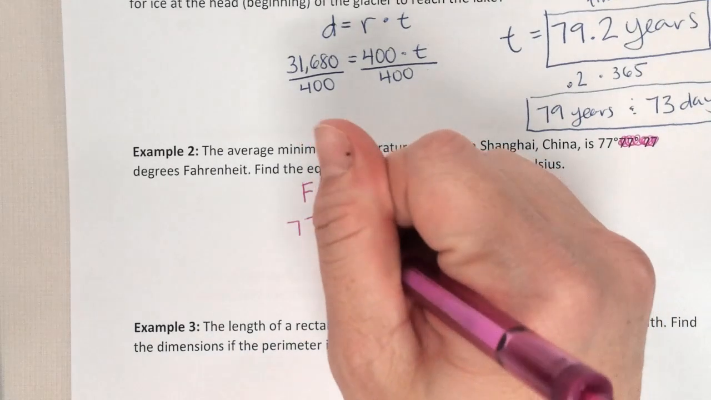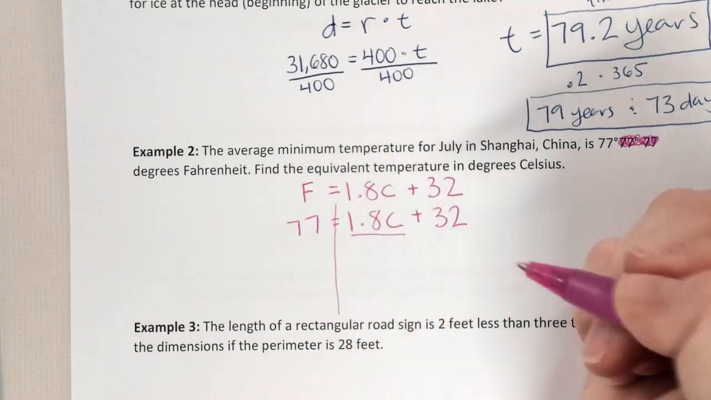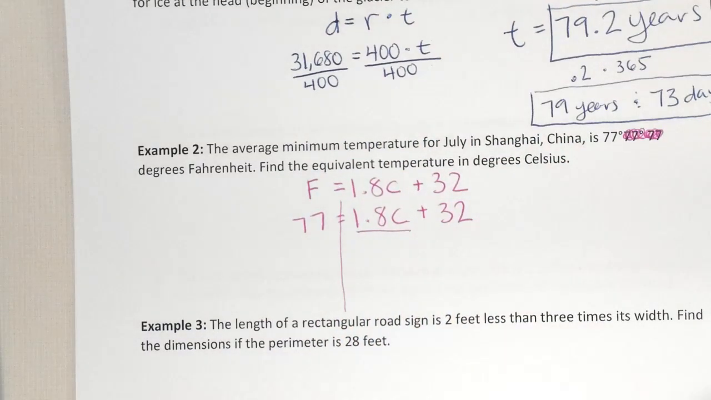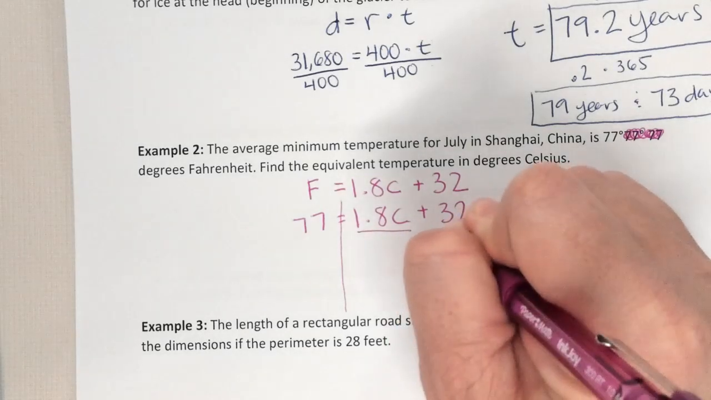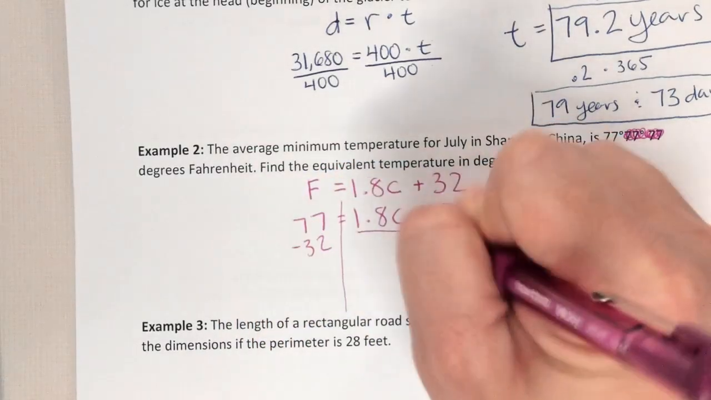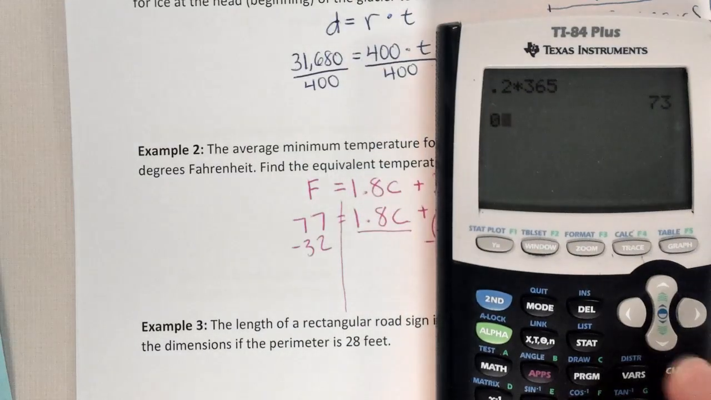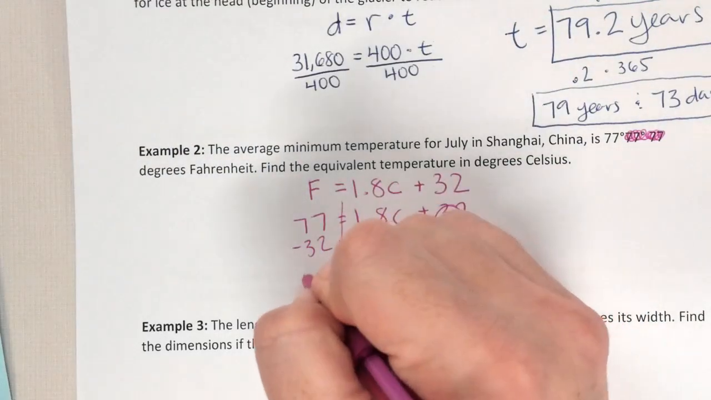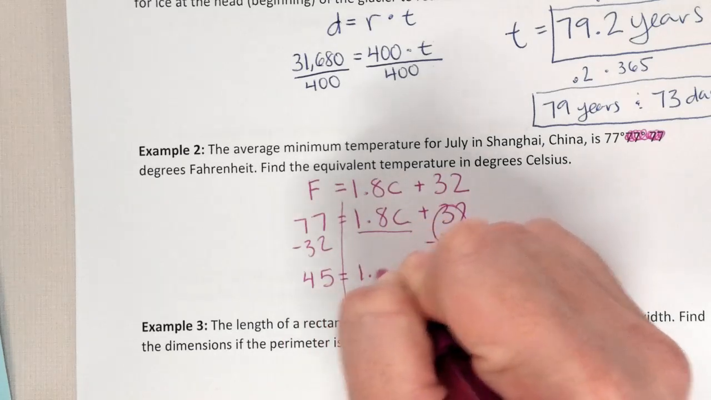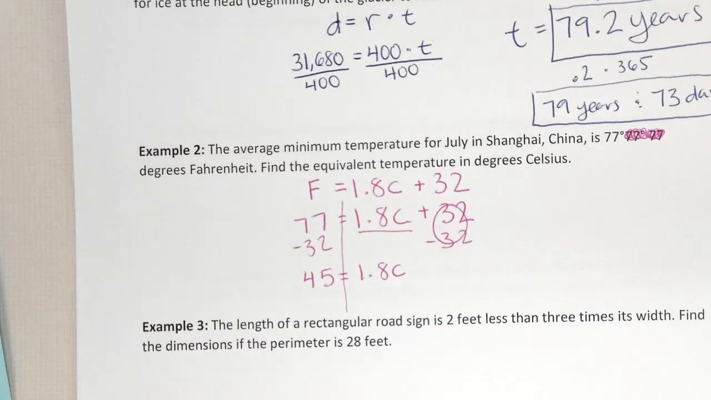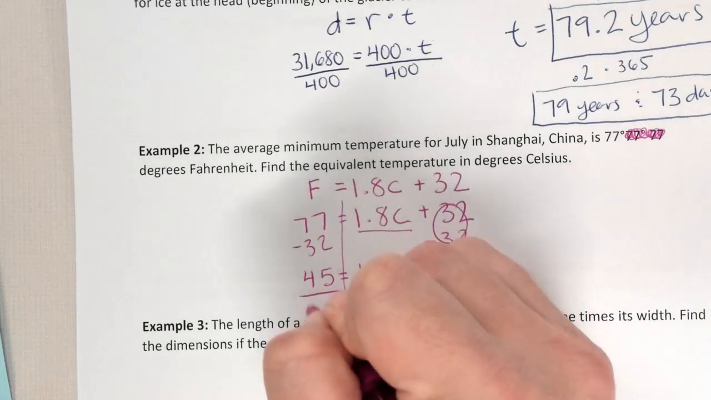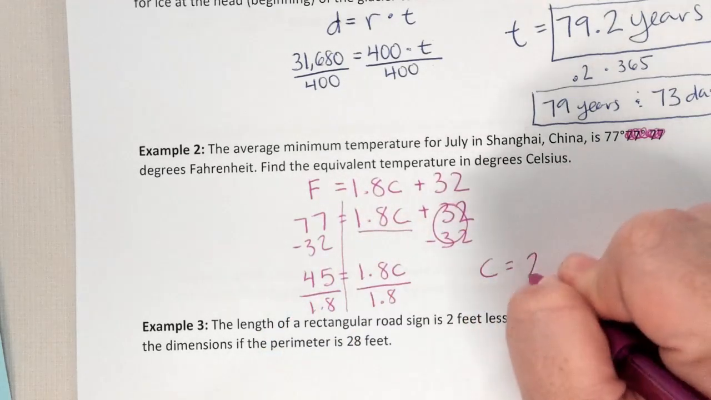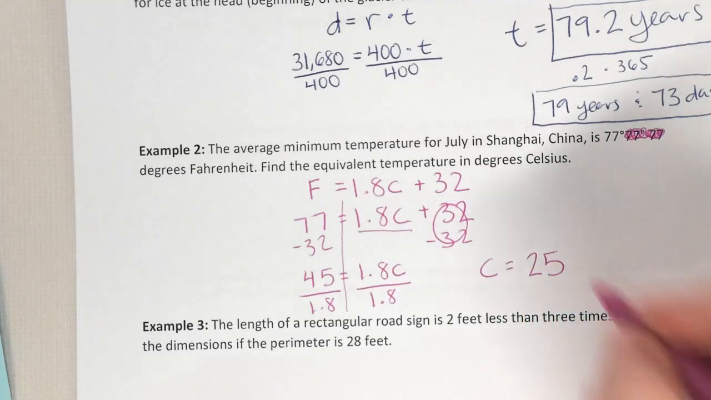C. Just a reminder, we always get rid of our addition and subtraction that's next to the term that has what we're solving for. So how do I get rid of plus 32? I'm going to subtract 32 from both sides. That gives me 77 minus 32 is 45. So I have 45 equals 1.8 Celsius. Now what's my last step? Divide both sides by 1.8. And what did you say that equals? 25. 25 what? Degrees Celsius.